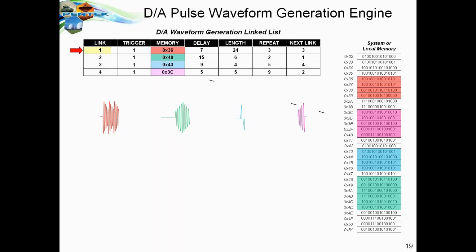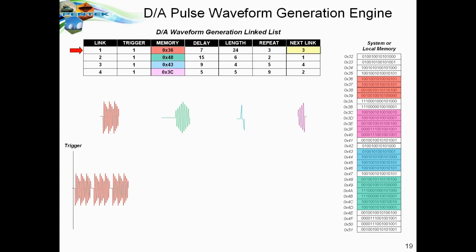Now, let's say we start by saying, I want to start with link number 1. I get a trigger. And what the engine does is it uses the parameters in the link to generate this waveform after a delay of 7 clock cycles with a length of 24 samples and a repeat cycle of 3 times, and it completes the output generation. Here that waveform appears at the D to A converter output as an analog waveform.